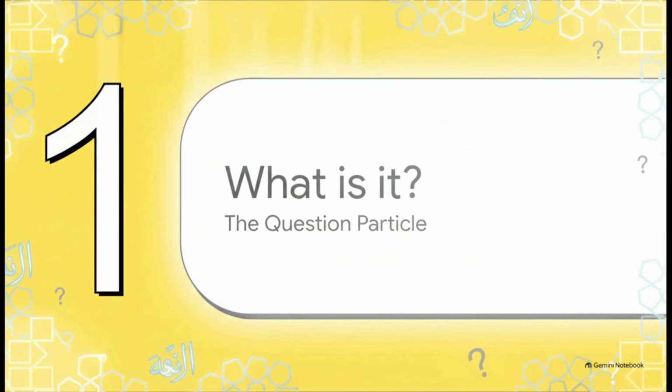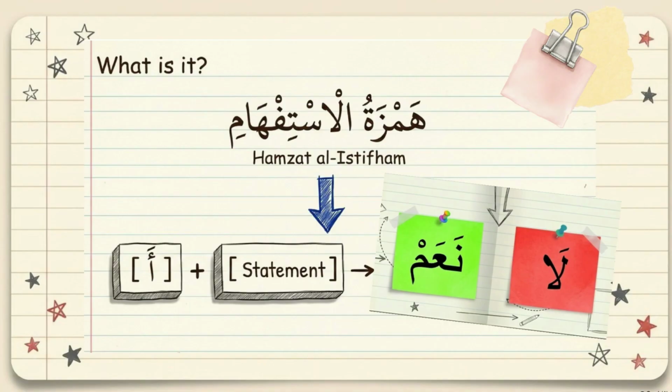What exactly is it? Let's take a closer look at the question particle itself. Here is our question particle formula. To create a yes or no question in Arabic, we use a very straightforward formula. You just take that sound, the Hamzat al-Istifham, and you literally place it at the very beginning of a normal statement. Like magic, it instantly transforms that statement into a direct yes or no question.